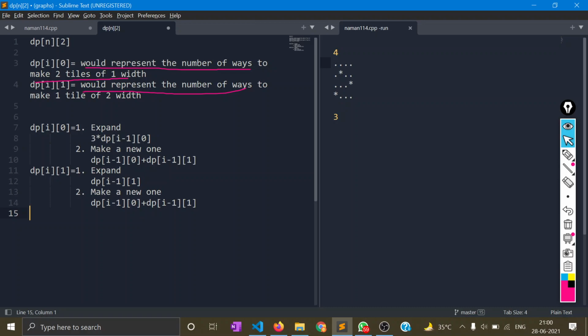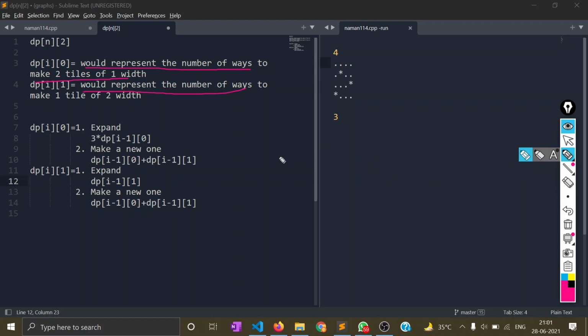So if we expand a tile of width two, then we just have this one option that the I minus one tile should also have a tile of two width, right? So I don't think I missed anything, right? Because let us just recap the theory of the question.